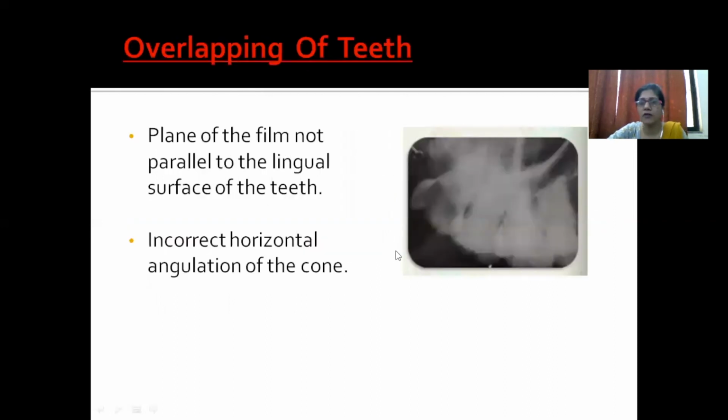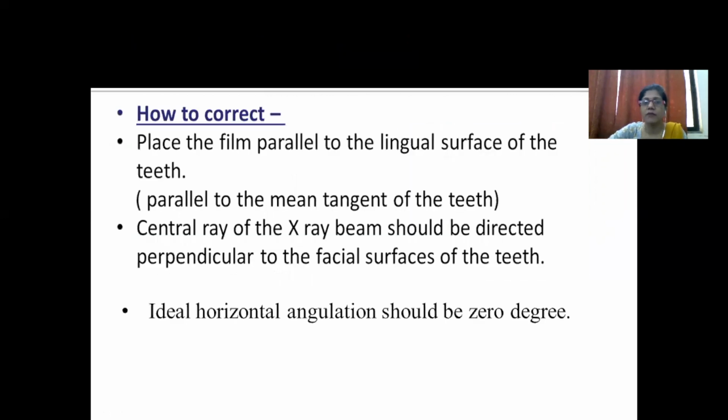Now overlapping of the tips. Here can you see there is overlapping of the horizontal surfaces. The plane of the film is not parallel to the lingual surface of the teeth, and the horizontal angulation of the cone is incorrect. This may lead to overlapping of teeth. How to correct? Place the film parallel to the lingual surface of the teeth. Parallel means tangentially. The central ray of the X-ray beam should be directed perpendicular to the facial surface of the teeth, and the ideal horizontal angulation should be 0 degrees.